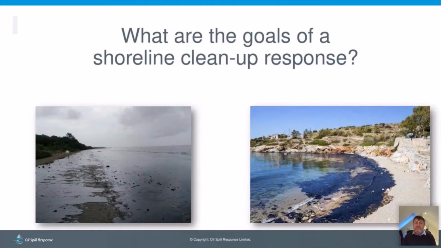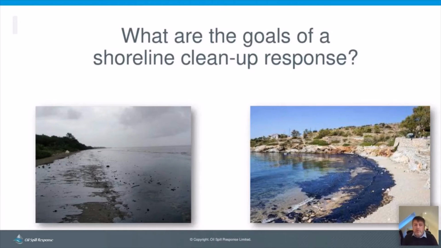But by knowing the different types of shoreline and the different sensitivities, whether they be environmental or socioeconomic, you can start thinking about prioritising areas for protection, to maybe prevent the oil from getting there. But in some cases, you won't be able to do that. You will actually get oil on the shoreline. And at that point, you need to think about how you're going to clean up that shoreline type. So what are the goals of a shoreline cleanup response?